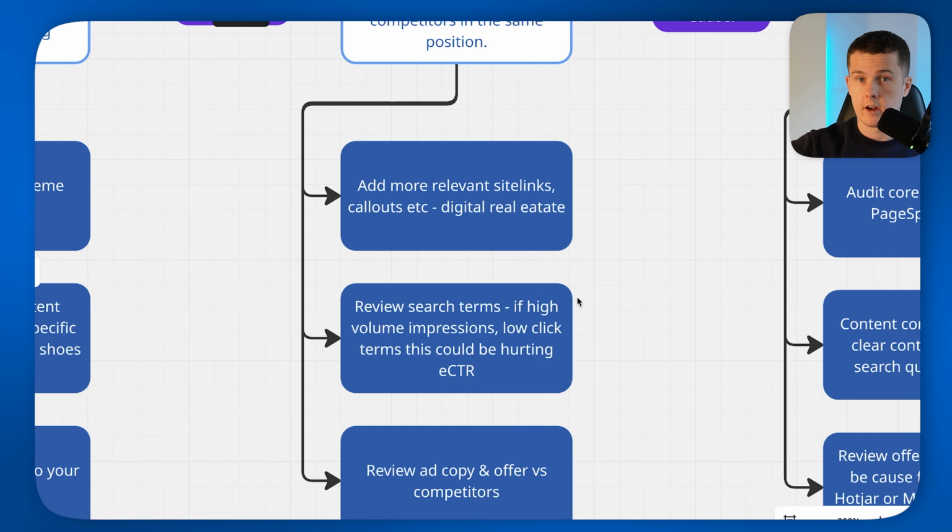And your actual click-through rate is one of the biggest indicators for Google of what your expected click-through rate is, because basically it's Google looking back and going, well, historically this ad hasn't performed very well, so in the future I also anticipate that it won't perform very, very well. So that's another thing that I would do, is review your search terms and look for those high volume impressions, low click terms that are hurting your expected click-through rate.